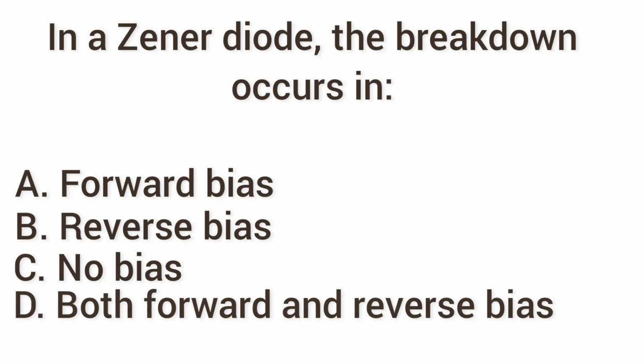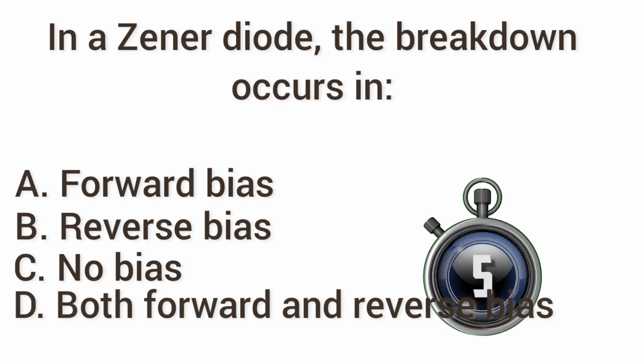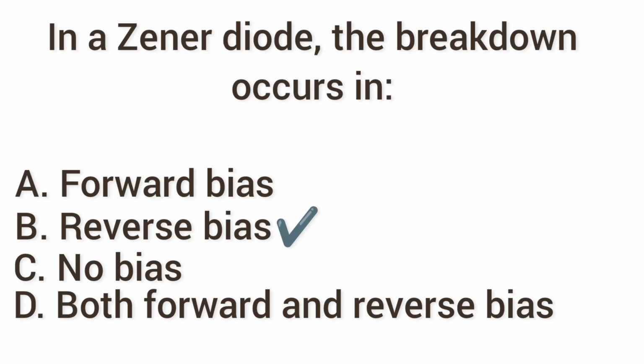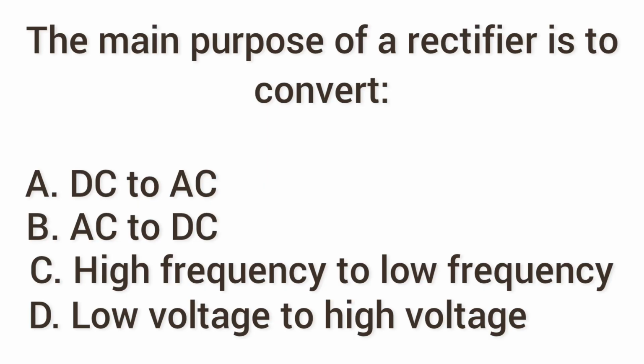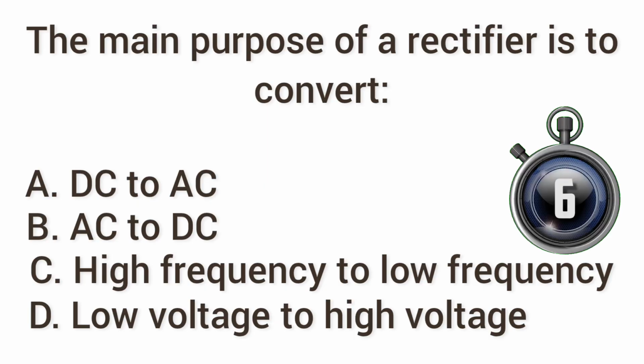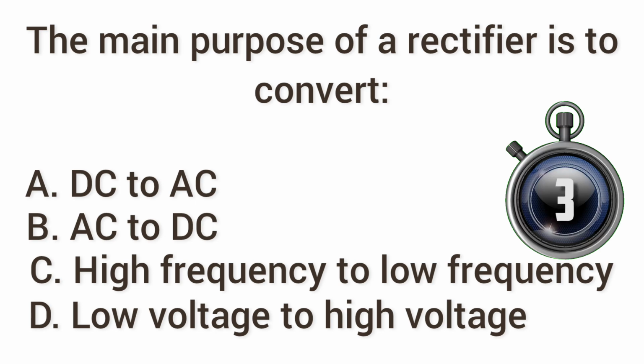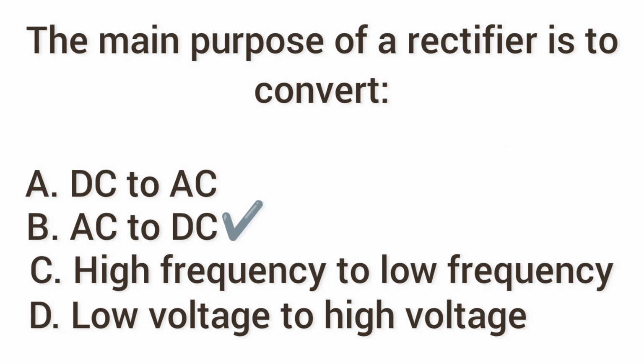In a Zener diode, the breakdown occurs in. Right option is B, reverse bias. The main purpose of a rectifier is to convert. Right option is B, AC to DC.